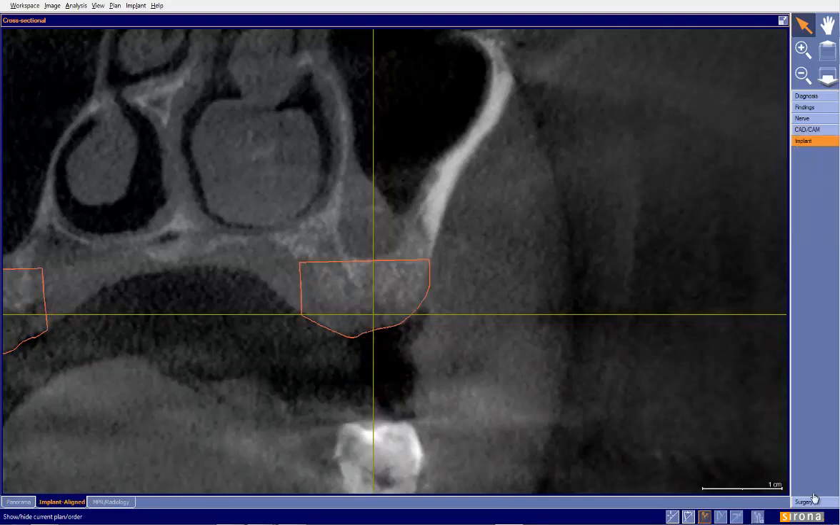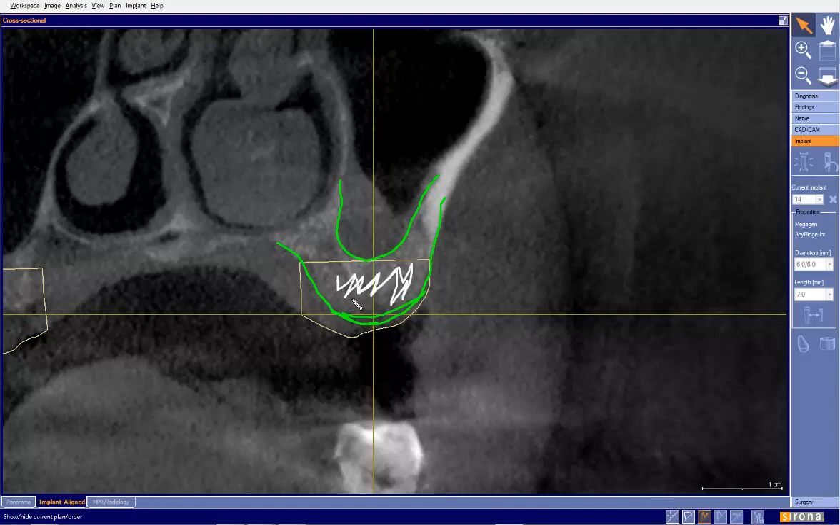So if I do my drawing tools again, what I would like to do is draw out my bone. It looks like my bone is right there. Well, probably more right there. That's my bone. There's my sinus right there. So really, what I'm looking at here is this area for my implant.